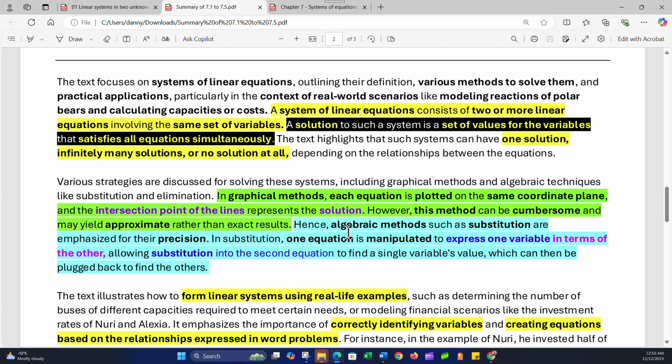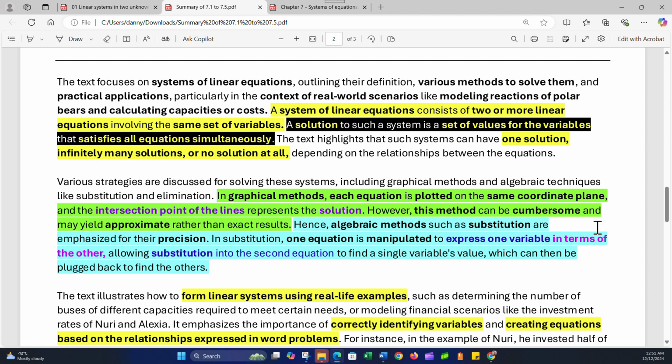But again, the big problem with the graphical method is that it's time-consuming, cumbersome, just difficult, and it only gives approximate values. But again, the answer is when you plot both lines on the same coordinate plane, so you do have to put the equations in slope-intercept form, y equals mx plus b, and if you plot them both on the same coordinate plane, the intersection point is the solution. But because it's cumbersome and approximate, and we want exact values in math, we're going to use the algebraic methods a lot, which are substitution and elimination. Substitution is emphasized for its precision. It gives you an exact answer.